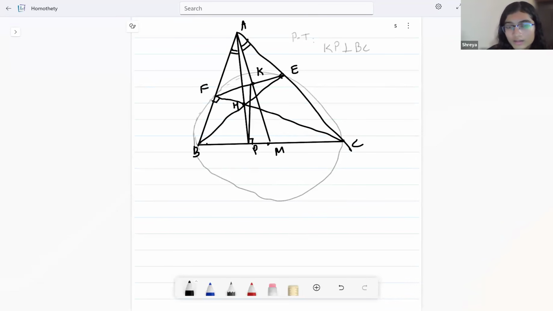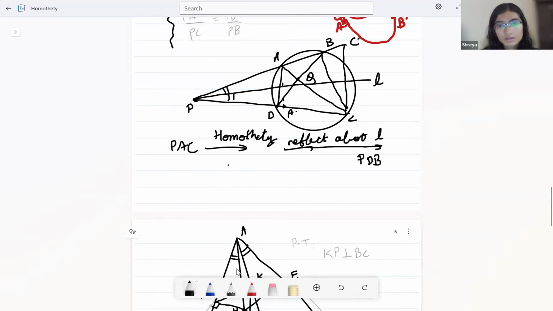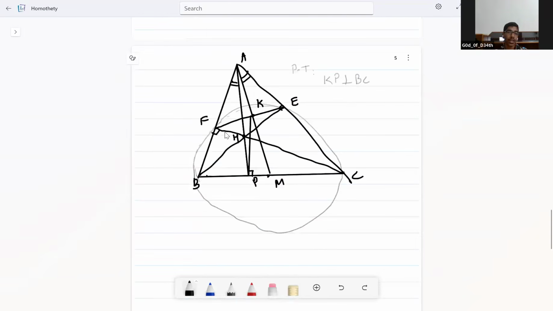Do you have any ideas? Well, we have this circle which I have drawn, and we have both the intersections marked. So you can think about a homothety with center A of some of this circle mapping to something.